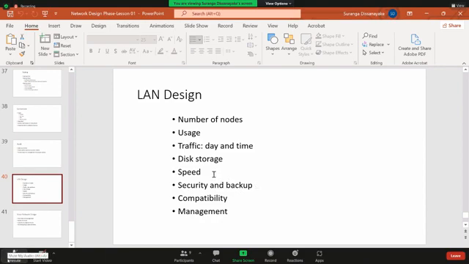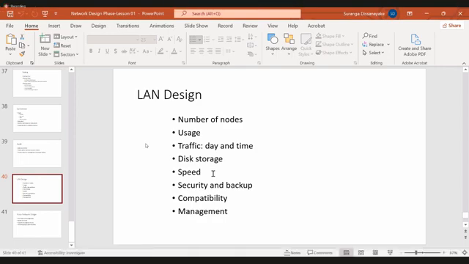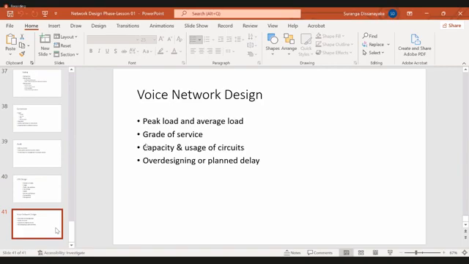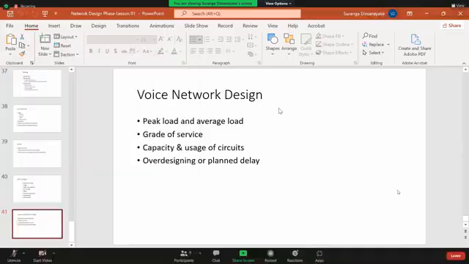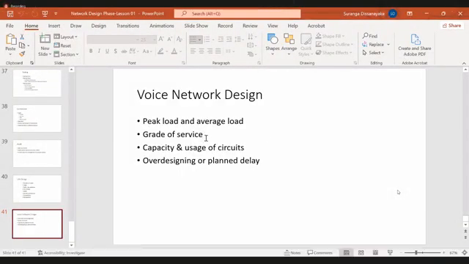Okay, so then other speed, the speed එක කියන්නේත් ඒකයි. දැන් ඔයාට network එකේ speed එක ඉස්සලා 2 Mbps එනවා, දැන් 1.5 වෙනවා, 1 වෙනවා, ටික අඩු වෙගෙන යනවා. So based on that you can decide. And the security and backup, the compatibility and the management decision. So management can also decide the expansion. Okay, so it's for the network design. For let's say voice network design, you have to check the peak load, grade of service, meaning the quality of the service, capacity, the kind of things. Okay, so that's the basic.